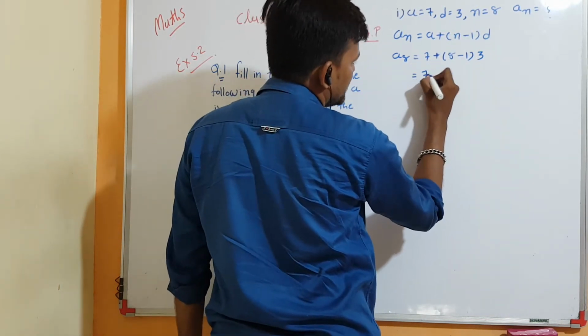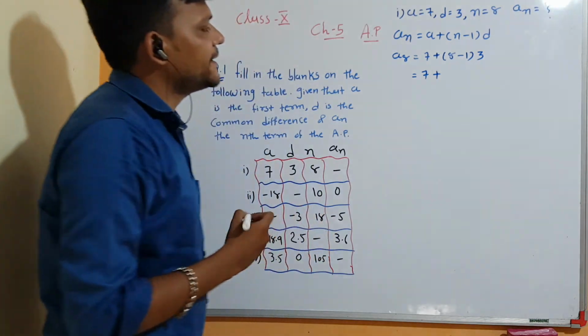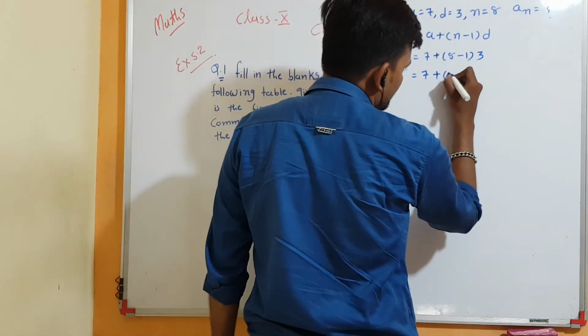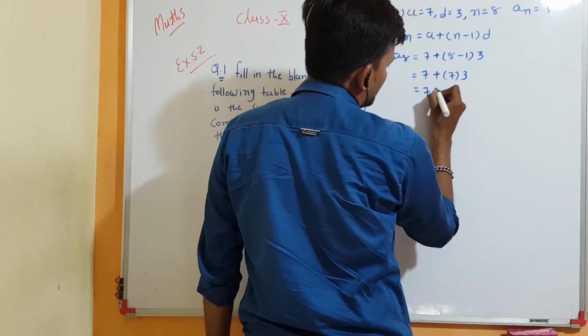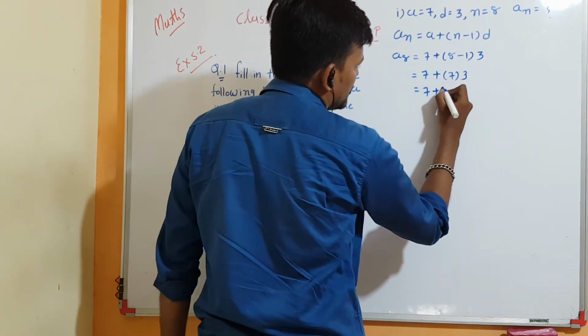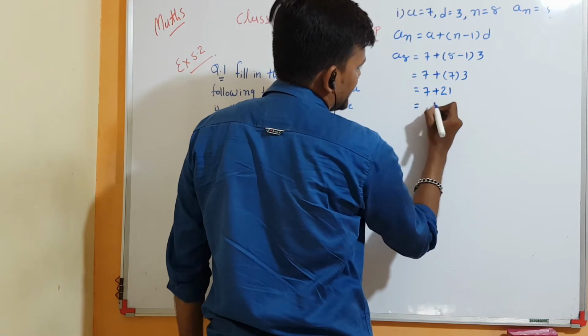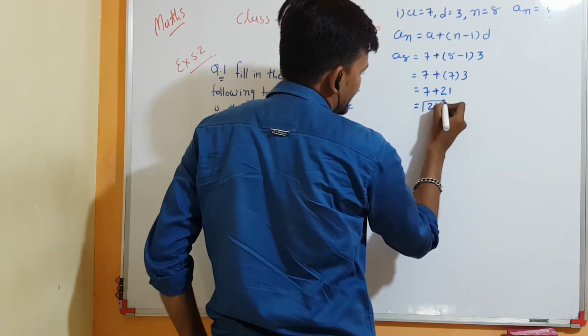Right? Solve it: 7 plus (8 minus 1) equal to 7 into 3. So 7 plus, now 7 3s are 21. And 21 plus 7 equals 28.